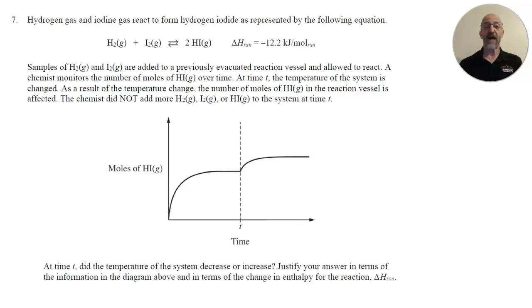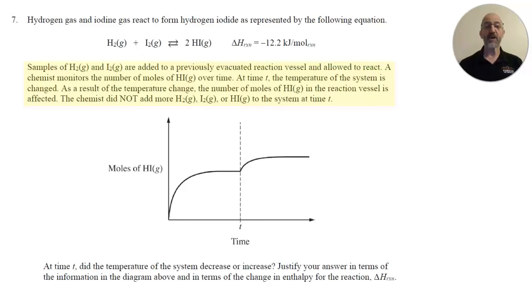So let's go ahead and take a look at the details of question 7, which involves a temperature change. In question 7, it says that hydrogen gas and iodine gas react to form hydrogen iodide as represented by the following equation. So not only do we see a balanced chemical equation, but we can see that the delta H, or the change in enthalpy for this reaction, is negative 12.2 kilojoules per mole of reaction. And it goes on to say that samples of hydrogen gas and iodine gas are added to a previously evacuated reaction vessel and allowed to react.